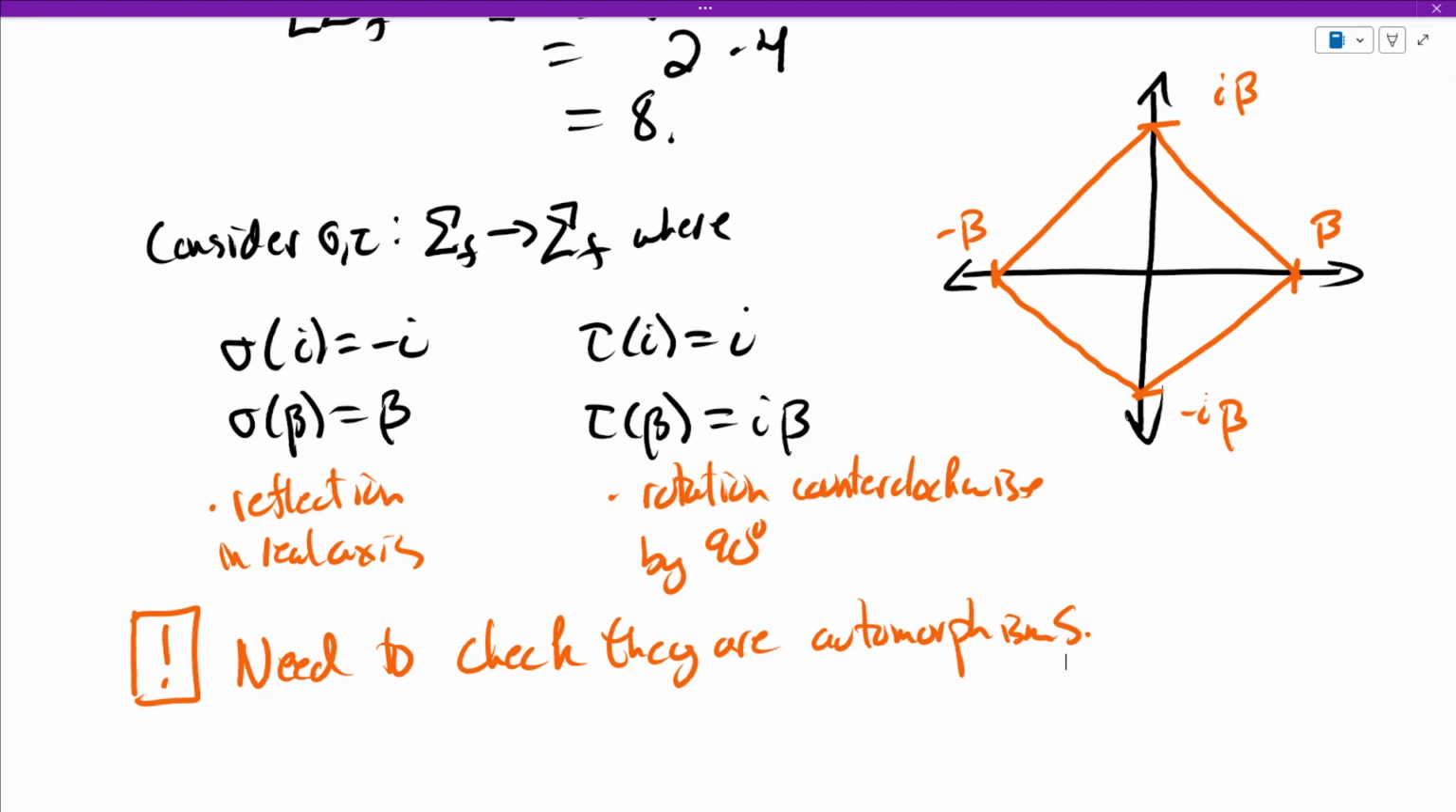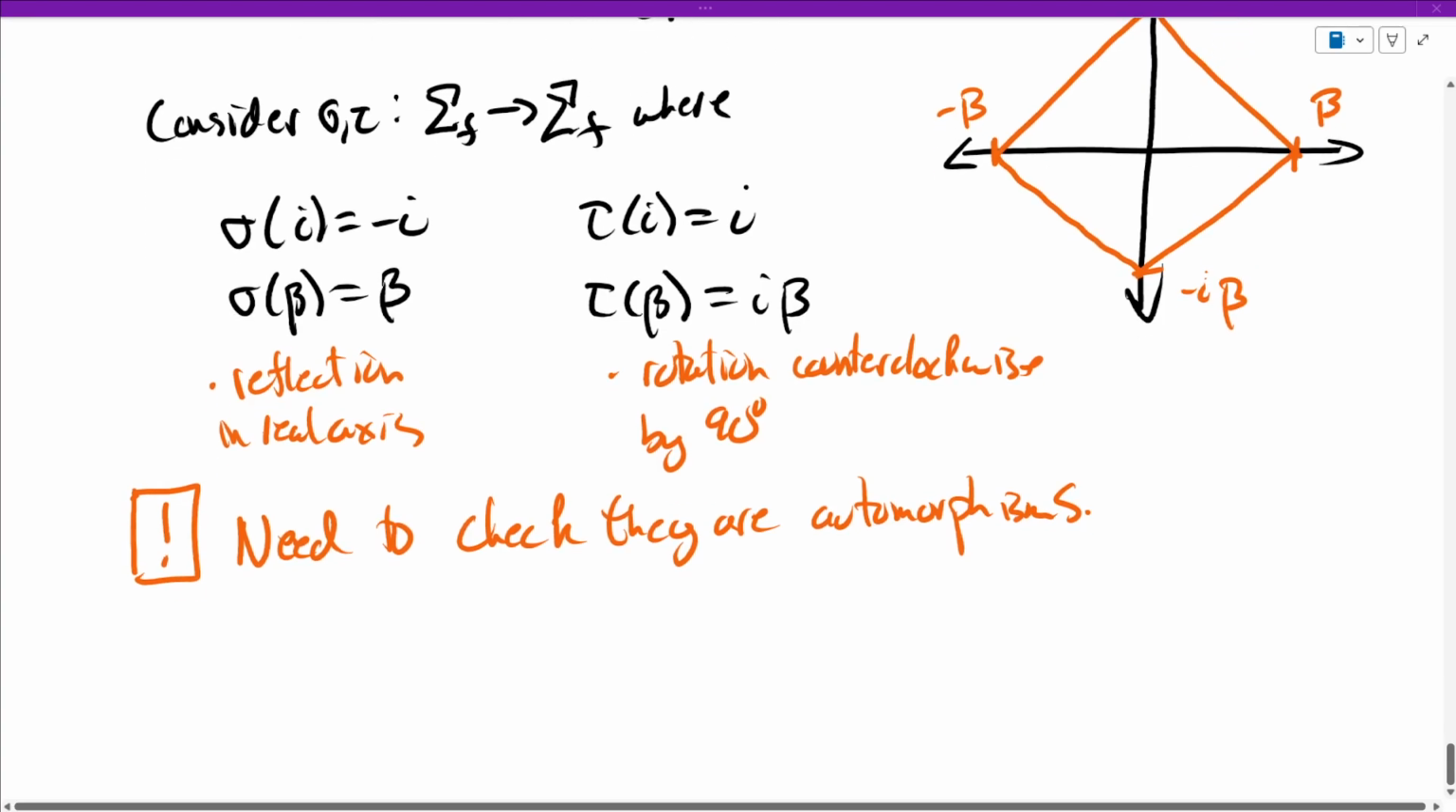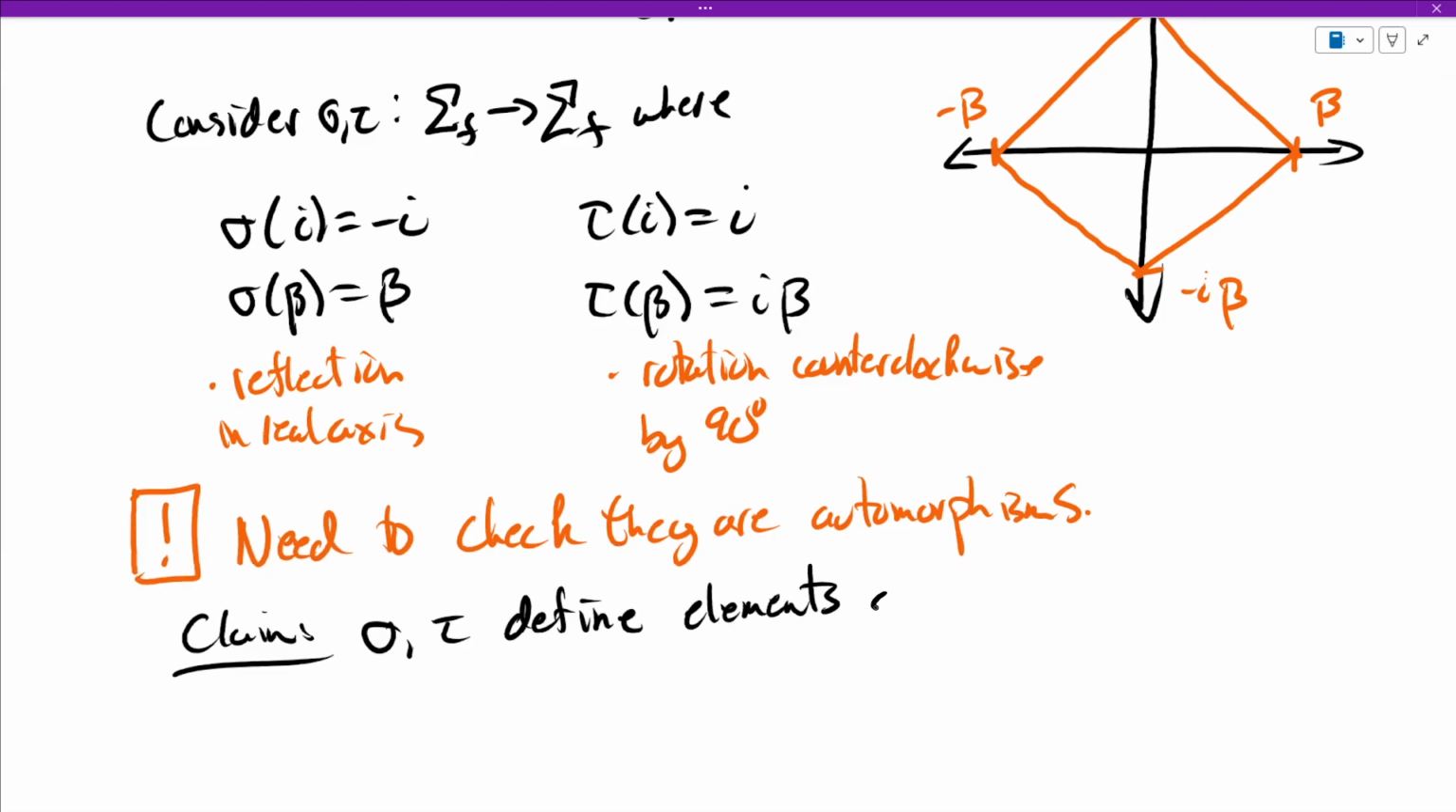Okay, so how are we going to check they're automorphisms? Well, there's a couple ways of doing it. We can verify directly that they define automorphisms. That's kind of not the best way. Let's start with sigma. So let's just claim sigma and tau are automorphisms. So they honestly define elements of G, the Galois group.